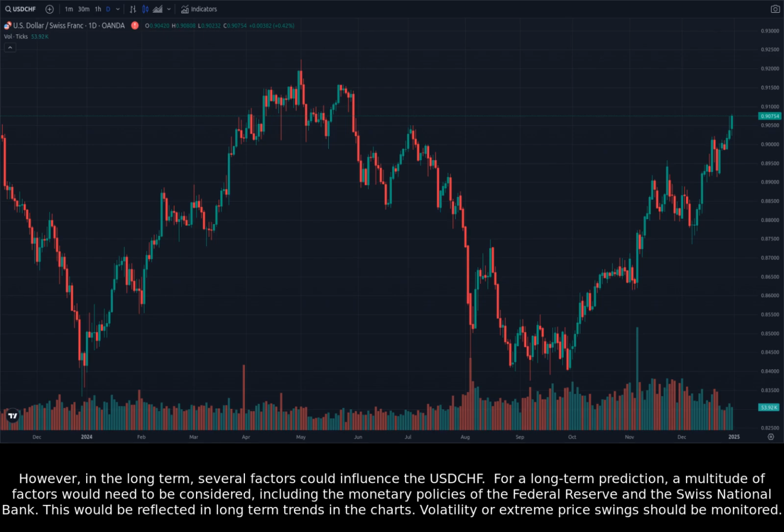However, in the long term, several factors could influence the USDCHF. For a long-term prediction, a multitude of factors would need to be considered, including the monetary policies of the Federal Reserve and the Swiss National Bank. This would be reflected in long-term trends in the charts. Volatility or extreme price swings should be monitored.